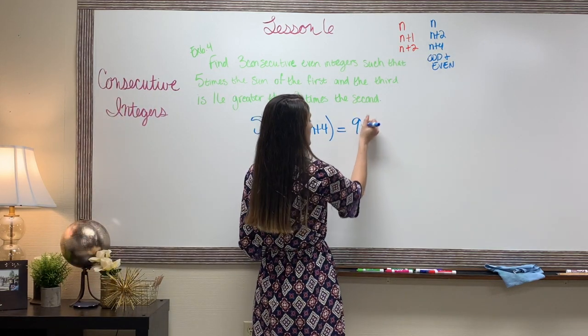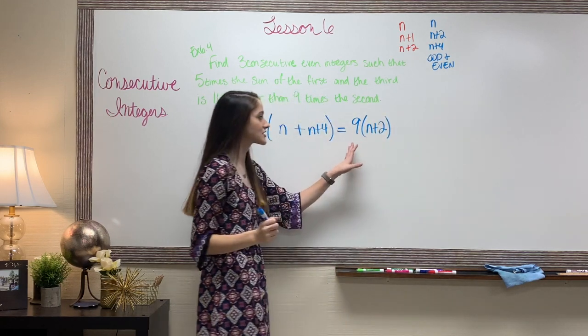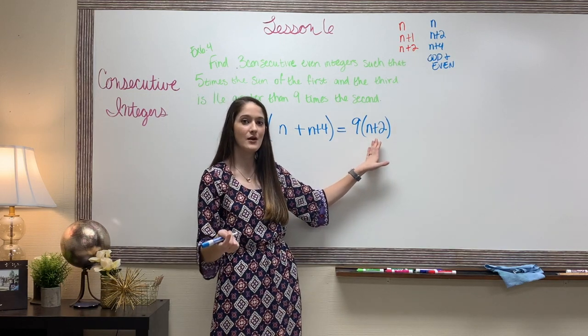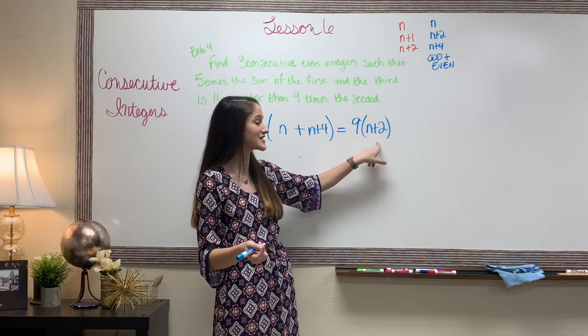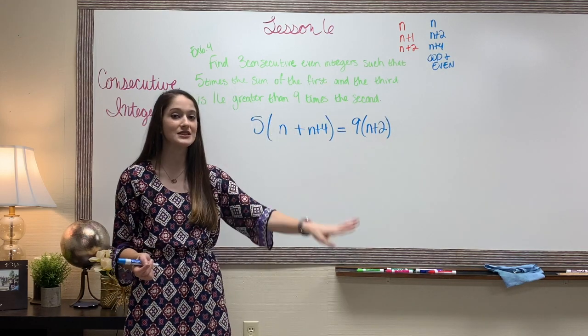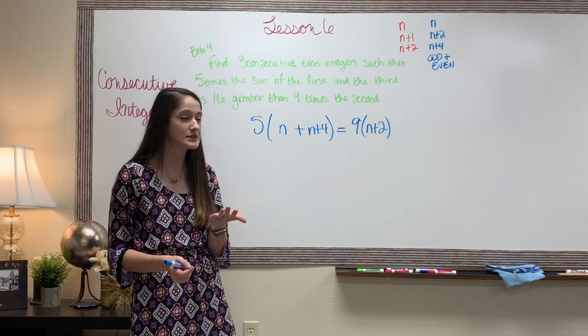So 9, and we're going to do parentheses here, because I don't want to just say 9n plus 2, because it's not 9 times n and then plus 2. It's 9 times the second term, this whole thing. So that's why I need to put this in parentheses. Parentheses are going to be so important this entire school year, so just go ahead and accept that fact now.